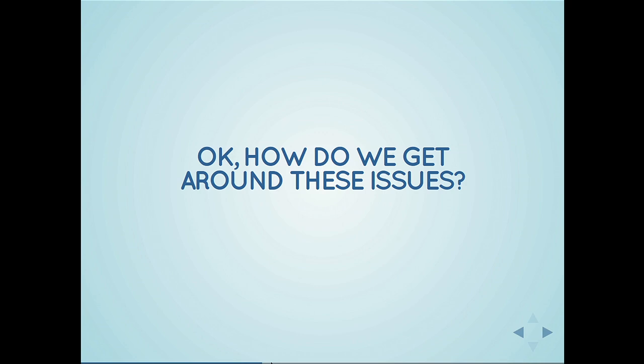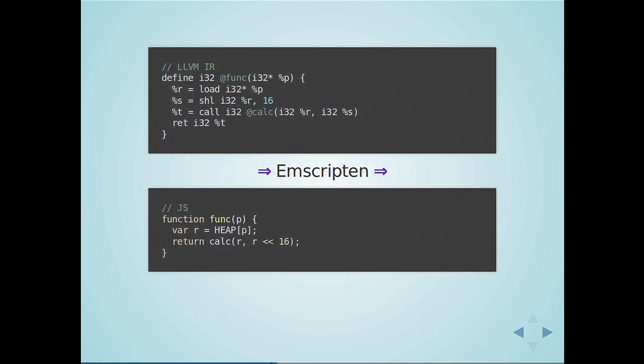OK, so how do we actually get around these multiple differences and mismatches? Let's look briefly at a very small sample of code to get an idea of what the translation could look like. This is a bit of LLVM IR, a silly little function that receives a pointer to a 32-bit integer. It does a load, it does a shift, and then it does a call and returns the output. In JavaScript, it could look like this. The shift turns into a shift. That's pretty obvious. The function call is a function call. The return is a return. The only thing that might seem odd is this heap thing over here.